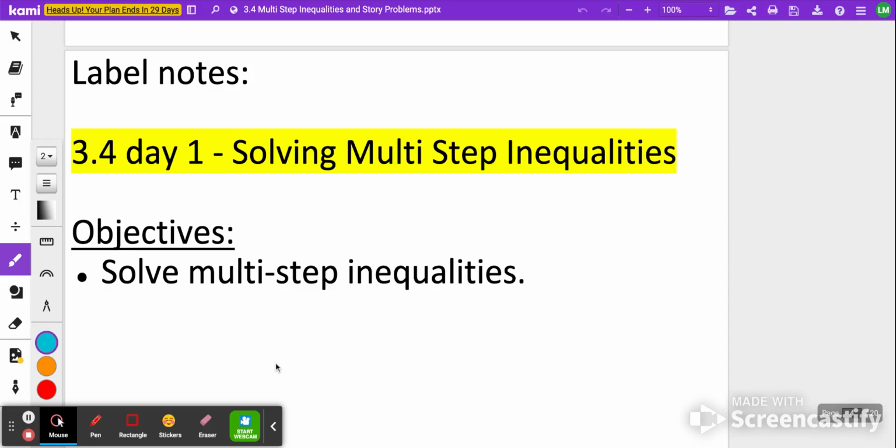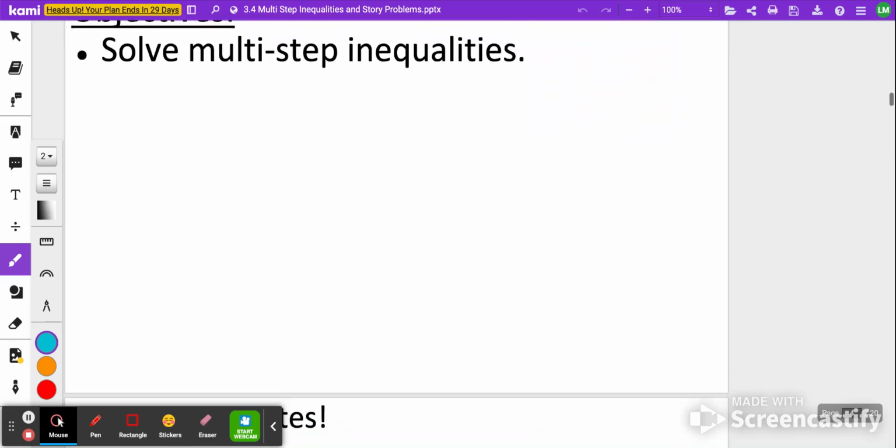Today we're going to be looking at Lesson 3.4, Day 1, Solving Multi-Step Inequalities. That means not just one step, not just two, but probably 3 and up steps. So that is our main objective for today. It's very similar to solving multi-step equations, so if you felt confident with that, or even if you needed a refresher, this is a good lesson to watch. So let's go ahead and get started.